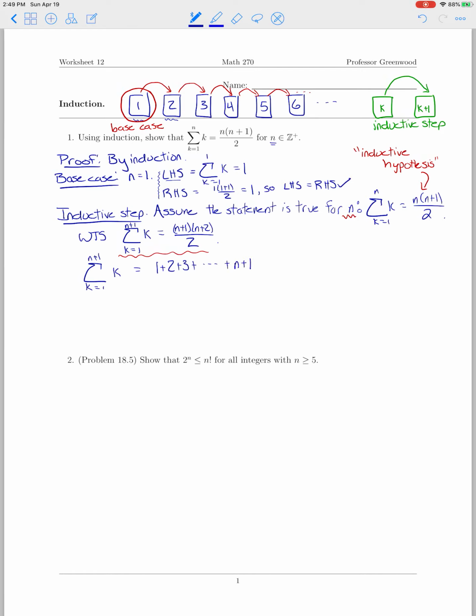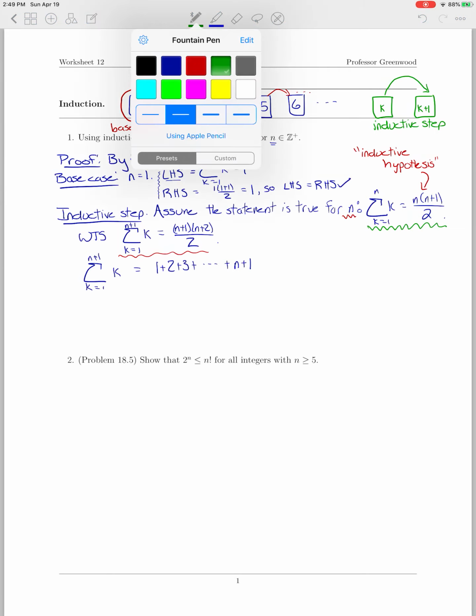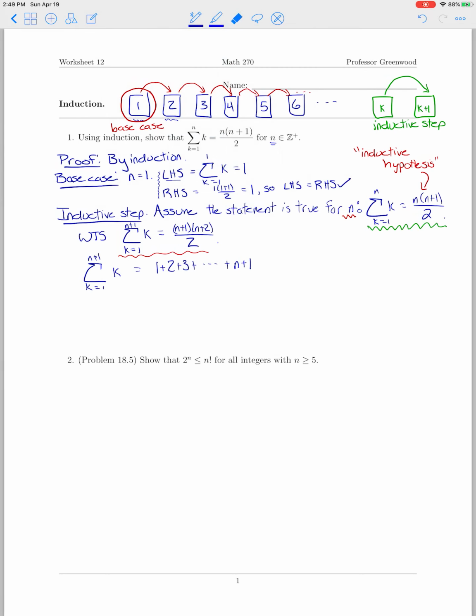And so really what I could do is write it a little bit better so that I can see how I could use this assumption more explicitly. In other words, all I need to do is make sure that I actually write the second to last term in this sum. And so really it's the sum from 1 to n and then plus an n plus 1.